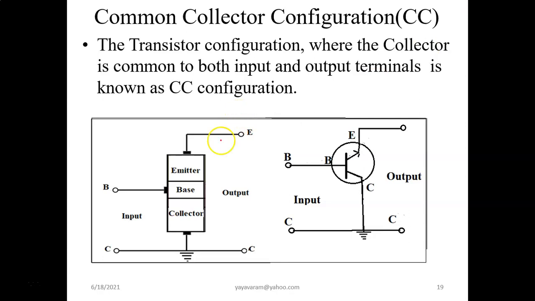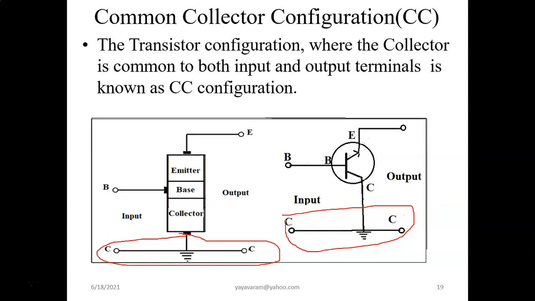I will come to it in the next slide, but it has some specific applications, like buffer. We'll discuss this and understand it very soon. As the name implies, the collector is common to both input and output. That is, input is between base and collector, and output is between emitter and collector. Of course, in practical circuits this may be indicated differently, but that's a different issue. Commonly, to understand, input is given between base and collector, and output is taken between emitter and collector. So the collector is common to both input and output.